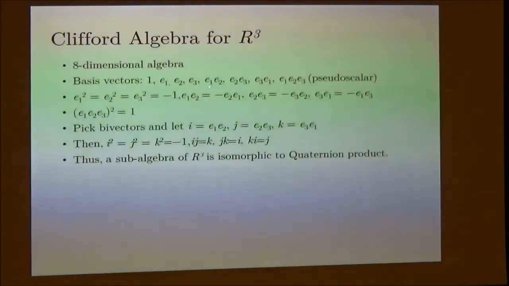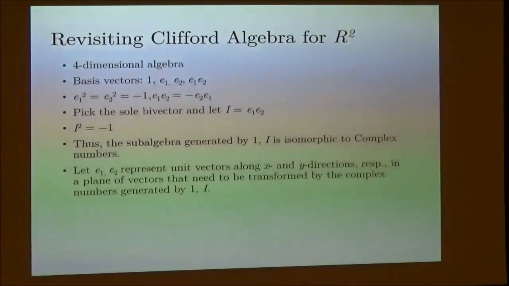This is an even grade vector, so there are two over here, and this is an even grade vector. We didn't pick e1, e2, e3, we didn't pick this little scalar as such. So a subalgebra of R3 is now isomorphic to the quaternion multiplication. Now I said before that we will reserve the Clifford algebra of R2 to affect 2D rotations. So let's see how we do that in 2D.